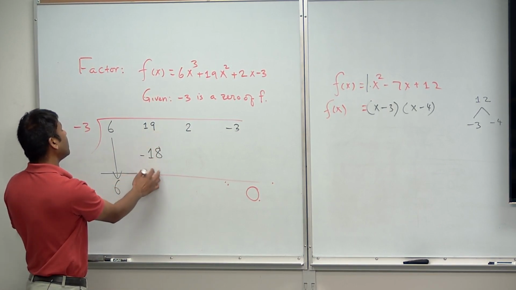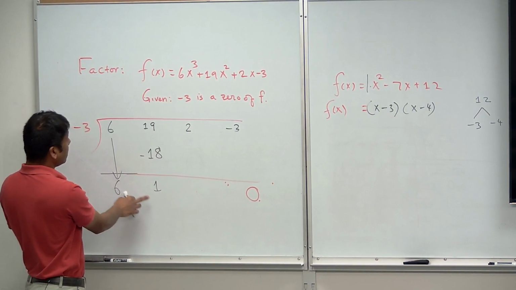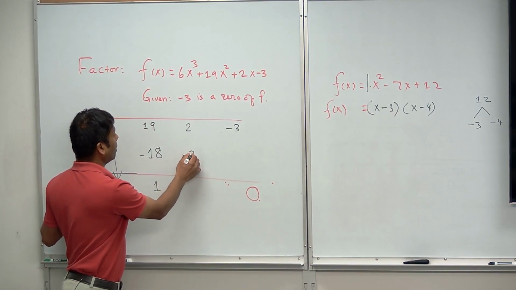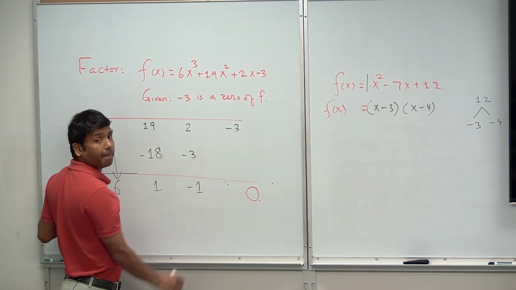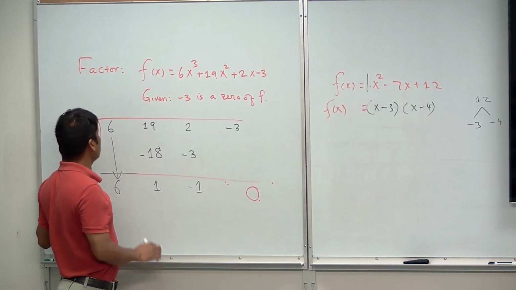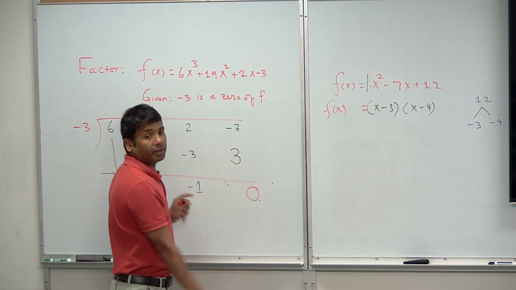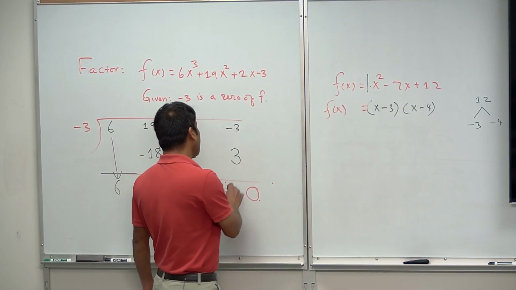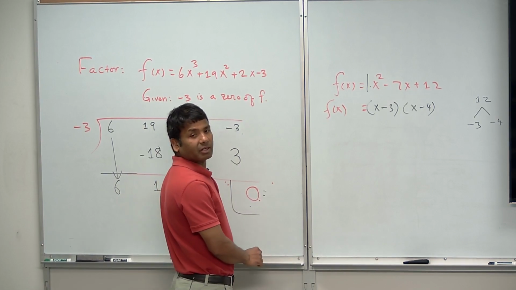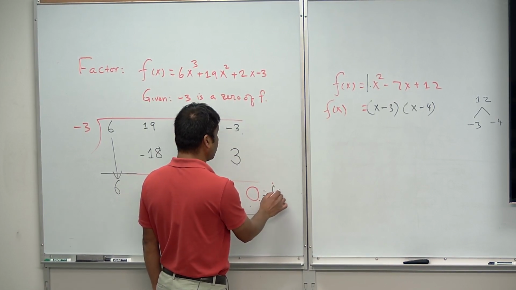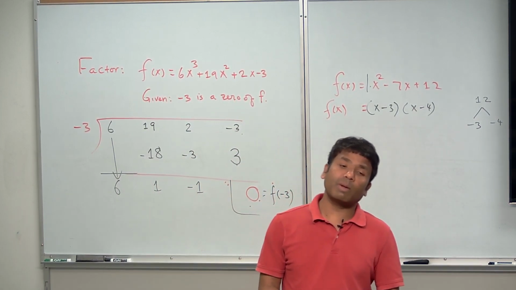So what is 19 minus 18? 1. You multiply. What is negative 3 times 1? Negative 3. What is 2 minus 3? Negative 1. Right? So what is negative 3 times negative 1? Positive 3. That makes sense? Negative 3 plus 3 is 0. Did you see that? So the remainder is 0. So that means f(negative 3). Are you guys with me? The remainder theorem tells you, what does the remainder theorem tell you?